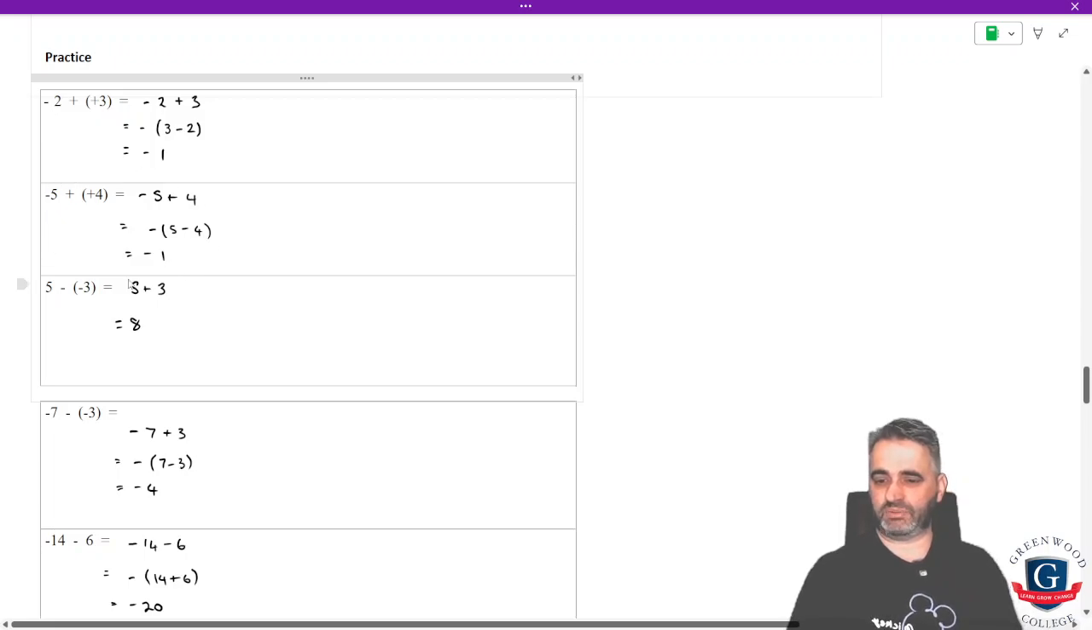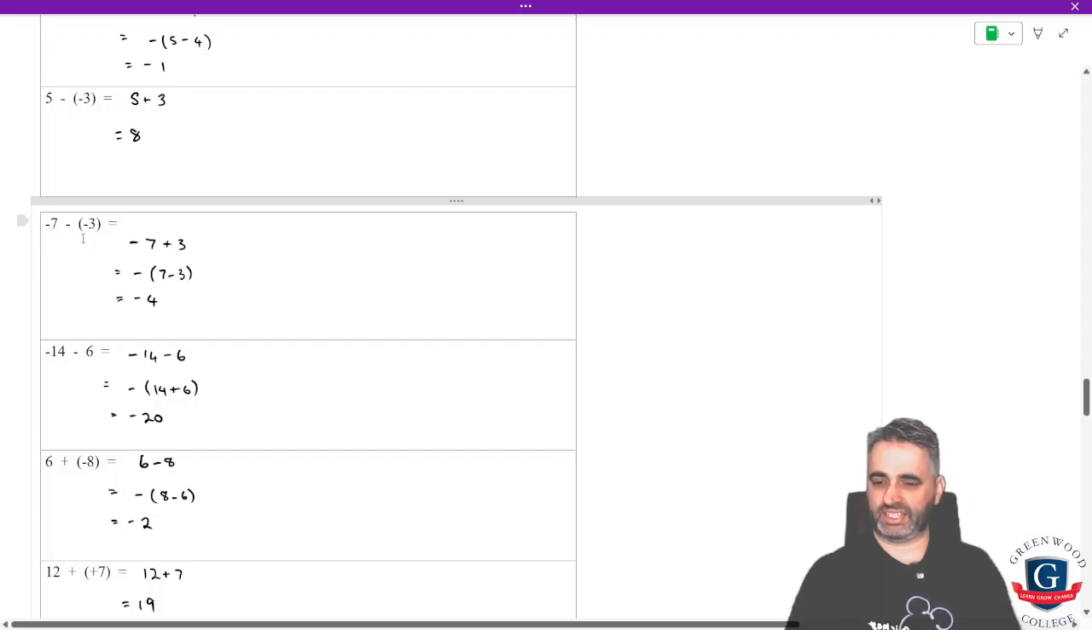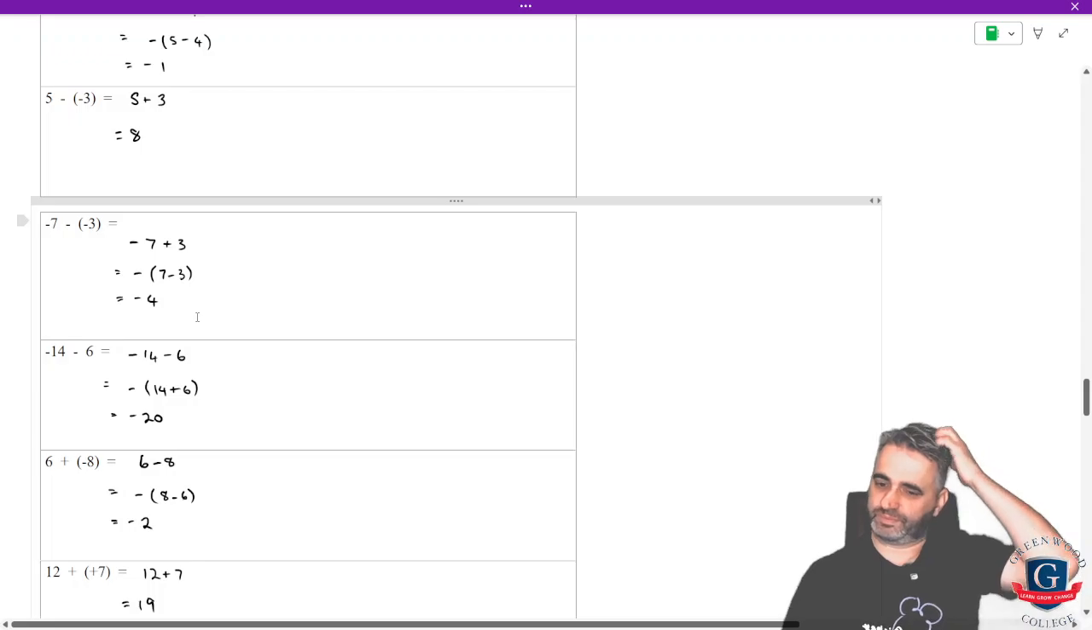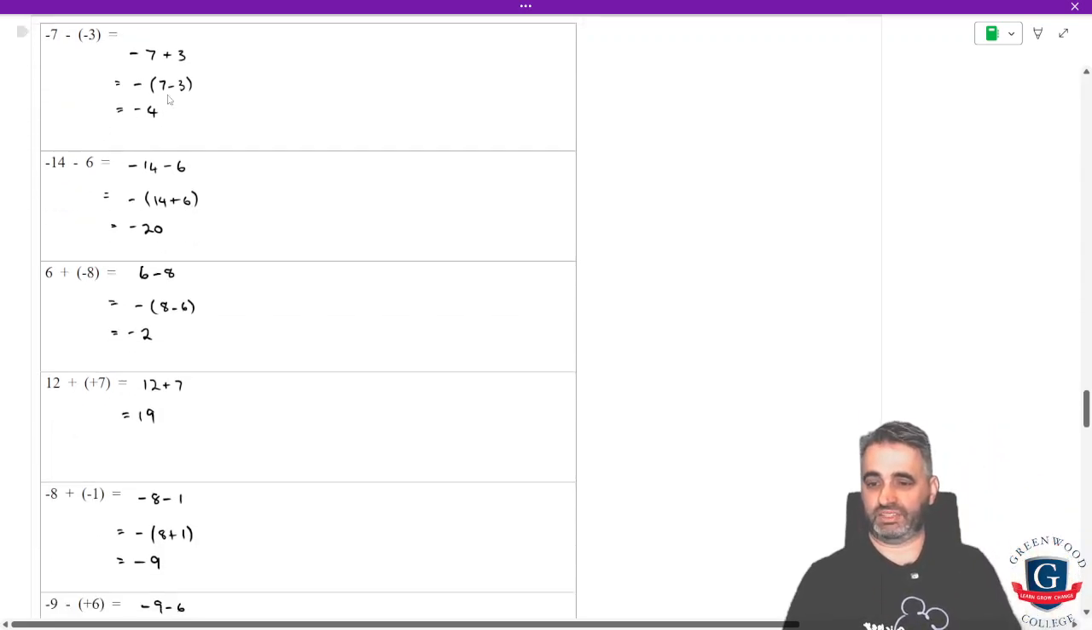This may seem complicated at the beginning, but after a while it becomes very natural. 5 take negative 3, 2 negative signs together becomes plus. 5 plus 3 is simply 8. Negative 7 take negative 3, that becomes negative 7 plus 3, which is what I've done here. Taken the negative sign outside, so this also becomes negative. 7 take 3 is 4, the answer is going to be negative 4. This is a nifty trick. Negative 14 take 6. Two negatives, take the negative outside, then we can add the numerals together. 14 plus 6 is 20, the answer is negative 20.